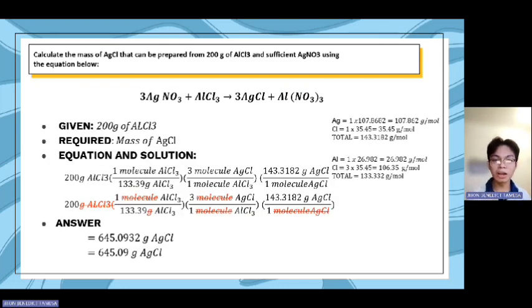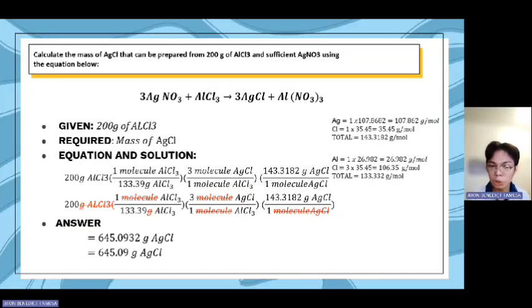So let's proceed on answering the problem. First, the given is 200 grams of aluminum chloride. Then we have the molecular mass that I computed of the silver chloride, which is 143.3182 grams per mole, and aluminum chloride na 133.332 grams per mole. And the required for this is the mass of silver chloride.